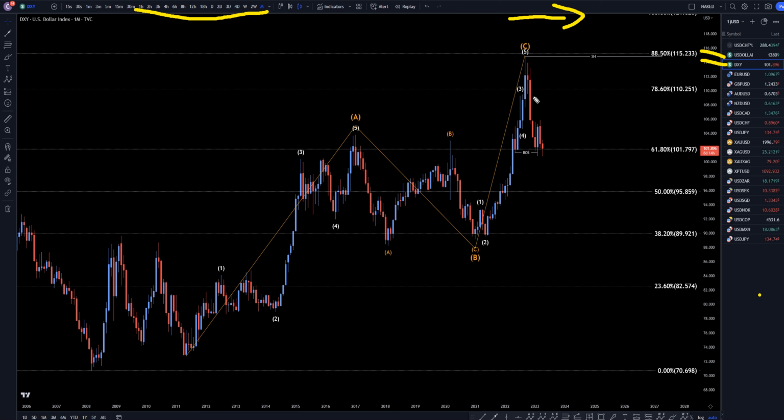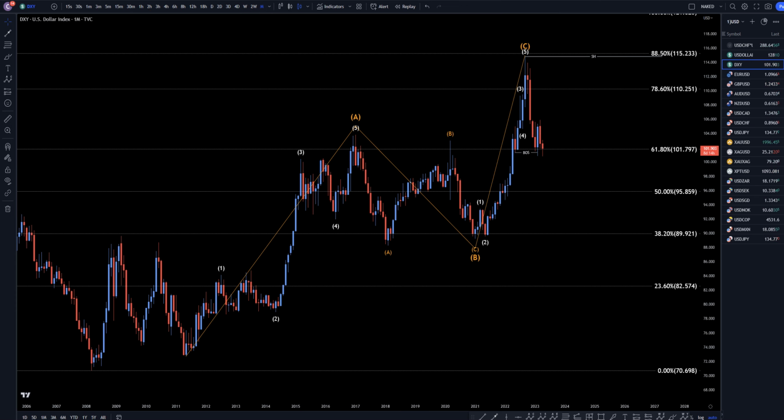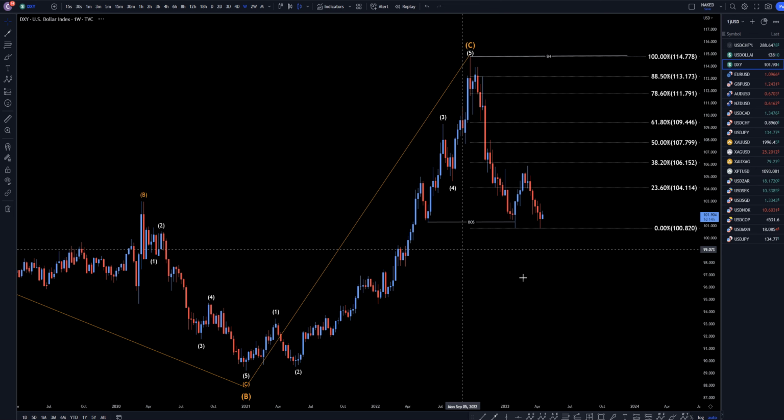So on the DXY, I still do believe that this is possibly the end of a wave C. If this is the end of a wave C, then this will end up continuing the downtrend, making lower lows and lower highs. That definitely doesn't mean that there won't be some bigger pullbacks on the shorter time frames, but I think on these higher time frames, we will continue to trend down. So let's take it down to the weekly time frame.